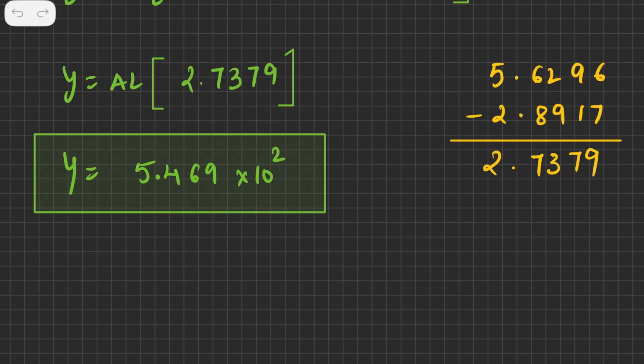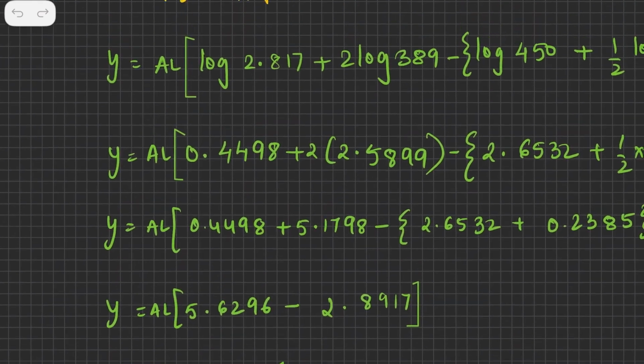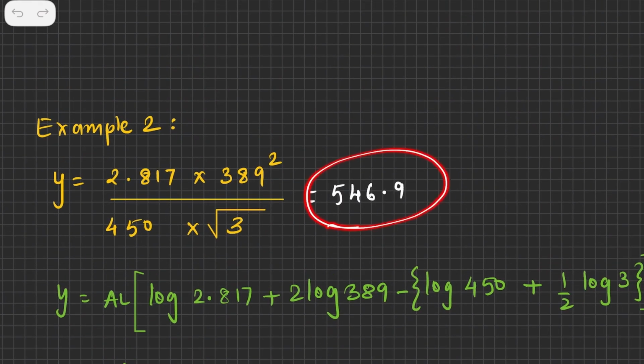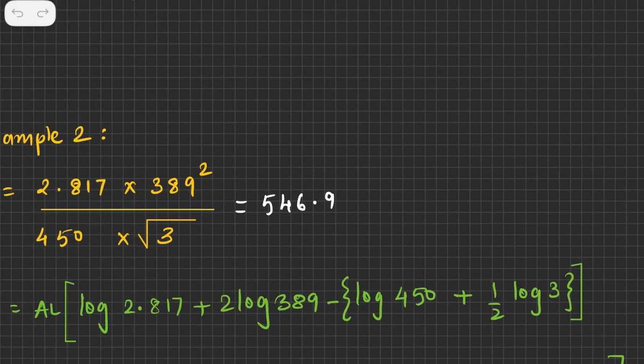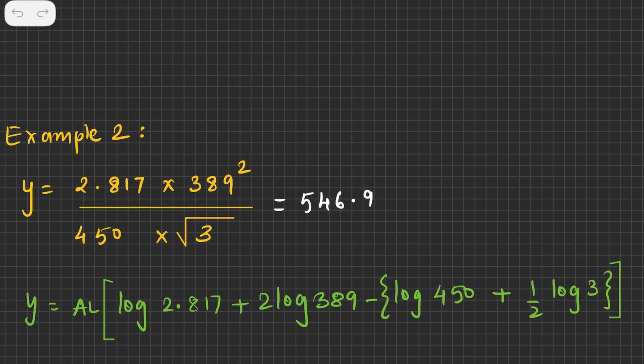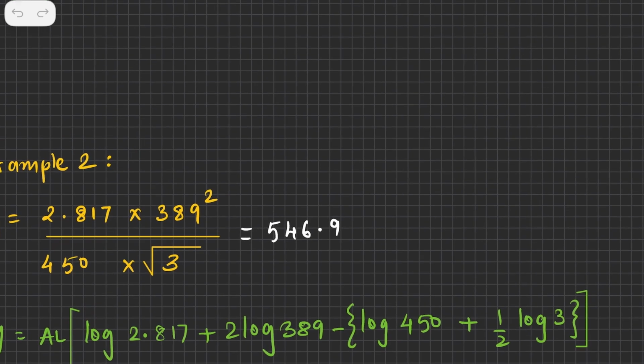That's it. This 5.469 into 10 raised to 2 is as good as 546.9, which I had already got from a scientific calculator. So sometimes the answer might differ by some 1 or 2, and that is fine. I mean, in logarithm you will always get an approximated number.